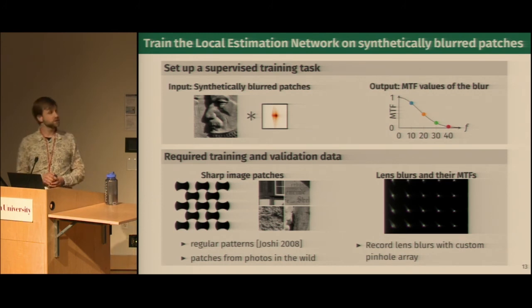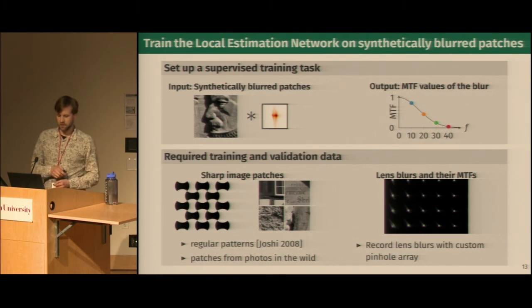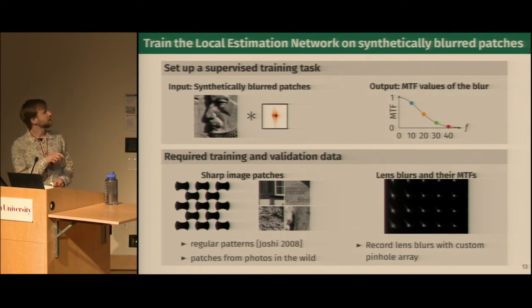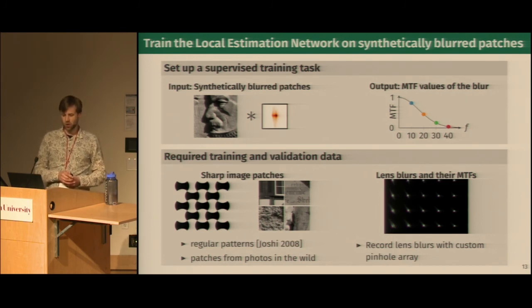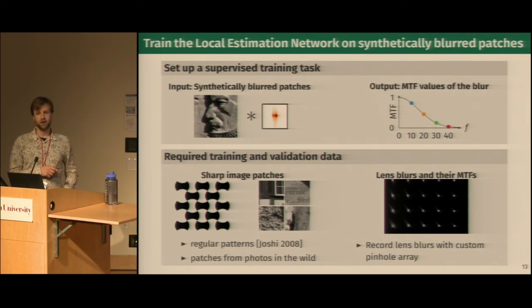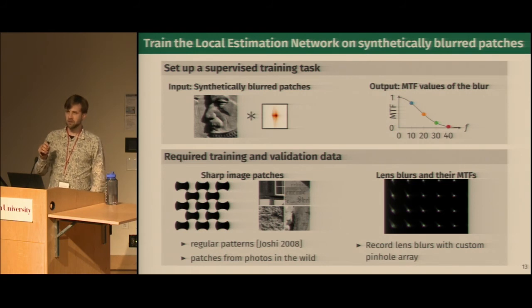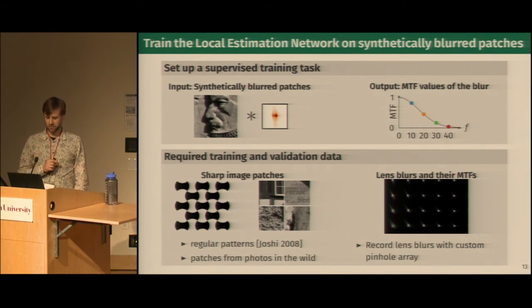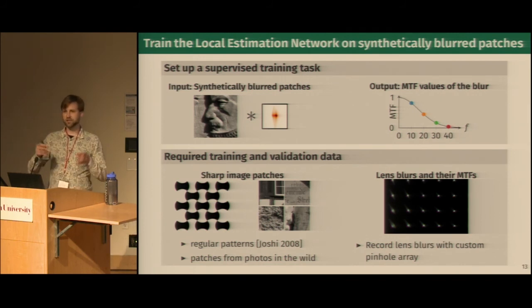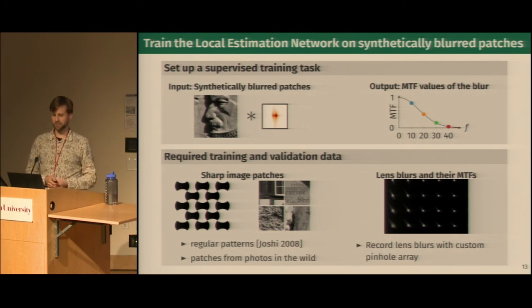So what's the data that we use for this? Well, we need sharp ground truth patches, and we need lens blurs. For sharp image patches, we use either a regular test pattern that was introduced by Joshi et al. in 2008, or patches from real photographs that we took in the wild. There we used a really good lens which has a very small blur kernel and a large f-number, but not too large, so that we're not limited by diffraction. Then we downscale the images and only take patches from the center of the image so that they're as sharp as they can be.